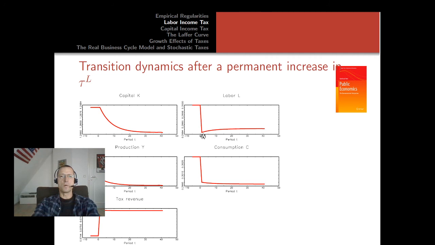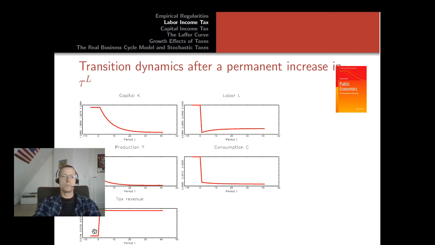Now, in period 0, there's an unexpected increase of tau L to 24%, and as a consequence, you can see that labor supply drops, and therefore total income drops, and we reduce our savings over time, and so the capital stock starts to shrink until it reaches its new long-run equilibrium after 30 to 40 periods. This change in labor supply and capital is also reflected in production. So first we have this high decline in production because labor supply adjusts instantaneously, while the capital stock only adjusts over time and slowly reduces to its long-run equilibrium.